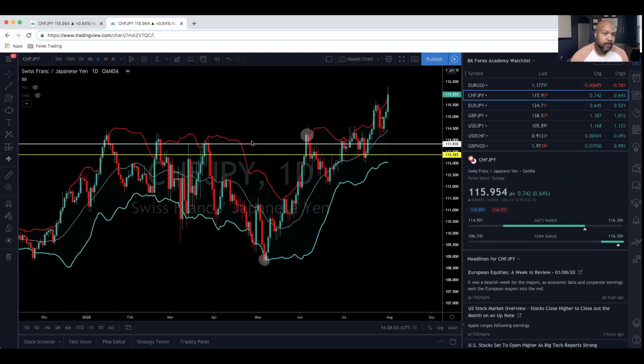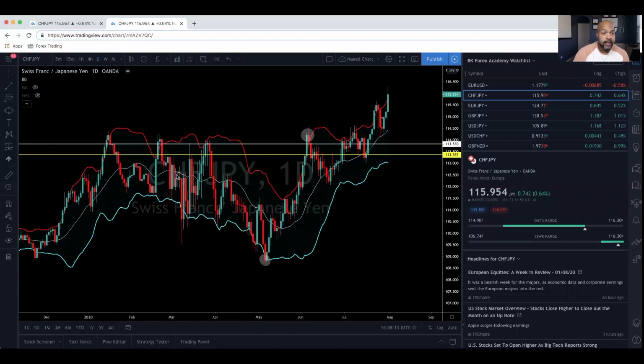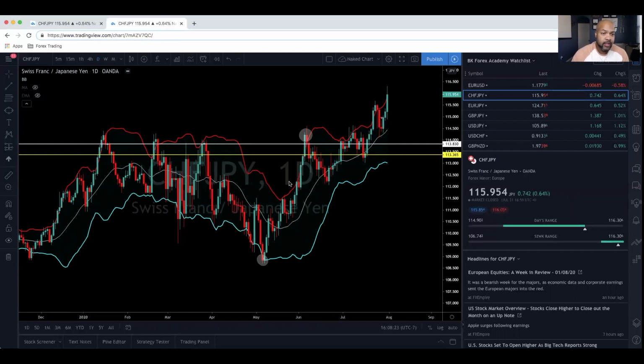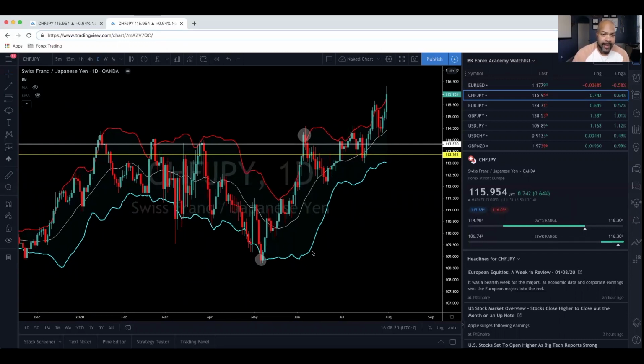What are they? Bollinger Bands on a chart represent a volatility range, and they consist of nothing but three bands drawn in relation to price. The middle band is the 20 simple moving average, which I have in a light white color here. It's surrounded by two bands, an upper band and a lower band. I have the red one at the top and the green one at the bottom.